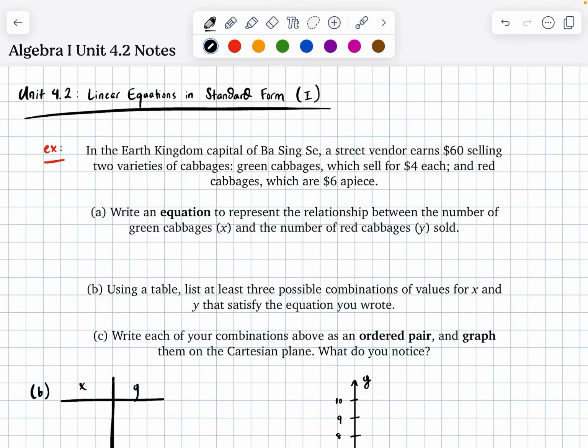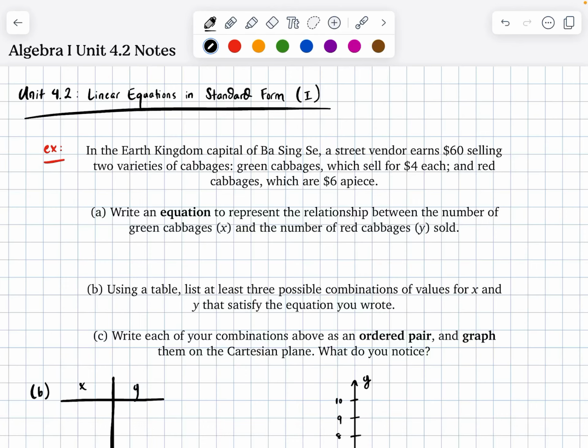Mommy, would you like to read the warm-up? Sure. Example. In the Earth Kingdom capital of Ba Sing Se. Do you know what this reference is? No. No? What is it about? Avatar: The Last Airbender? Ah, yes, I know the Last Airbender. Okay, keep reading. So a street vendor earns $60 selling 2 varieties of cabbages. Green cabbages, which sell for $4 each, and red cabbages, which are $6 apiece.